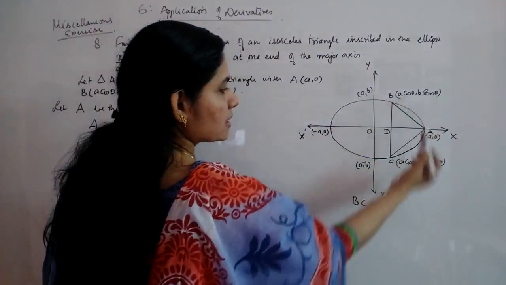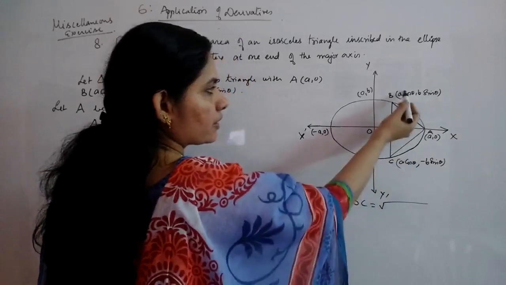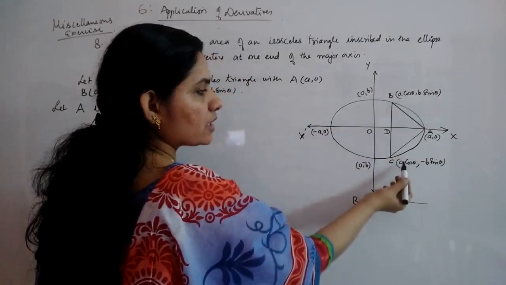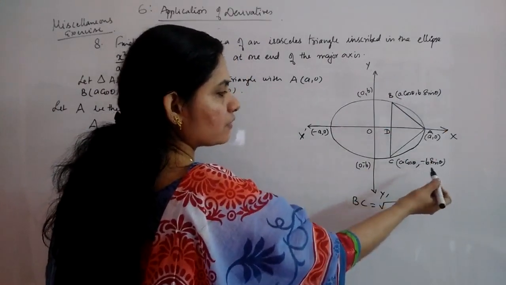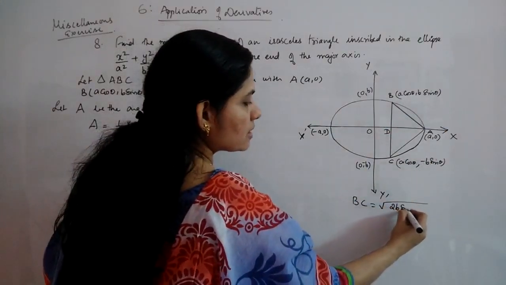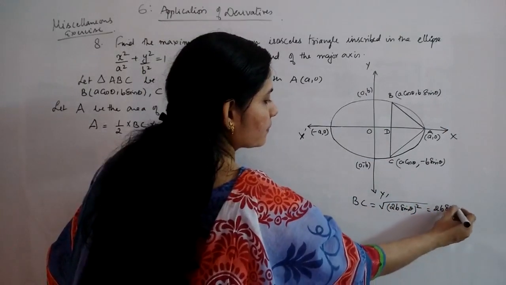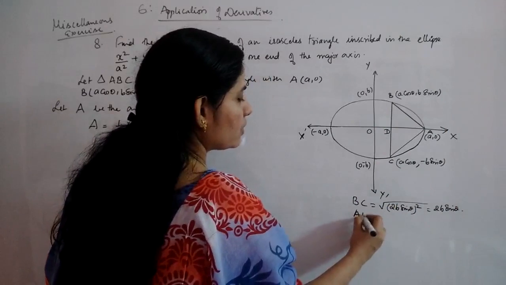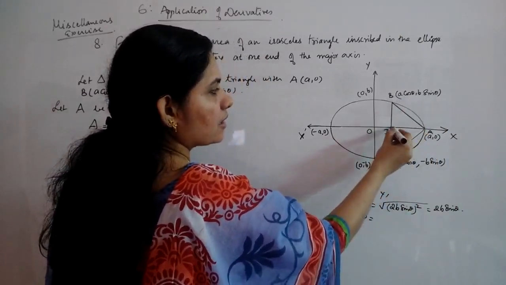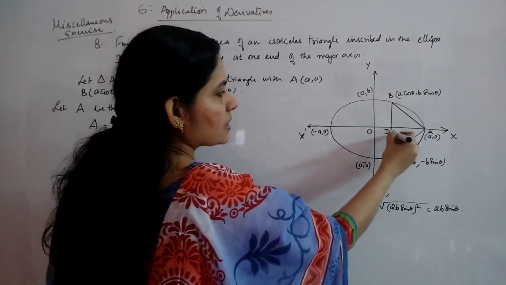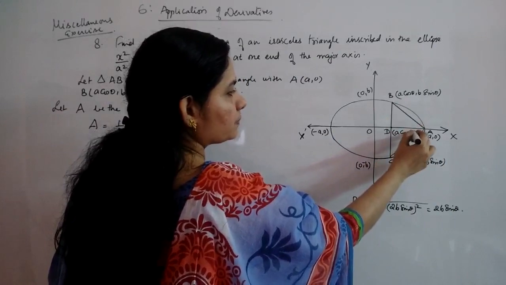B is (a cos theta, b sin theta) and C is this one. So BC is the root of x2 minus x1, which gives 0 here, and a cos theta minus a cos theta plus b sin theta minus of minus b sin theta gives 2b sin theta, the whole square. So using the distance formula, BC is 2b sin theta. Again, what will be AD? A is (a, 0) and D lies on this line, so D's coordinate will be a cos theta, 0.